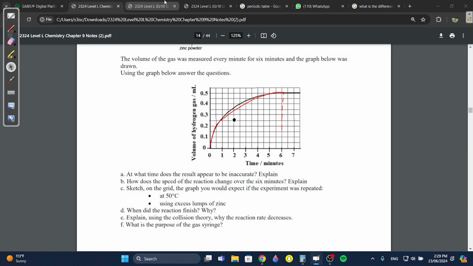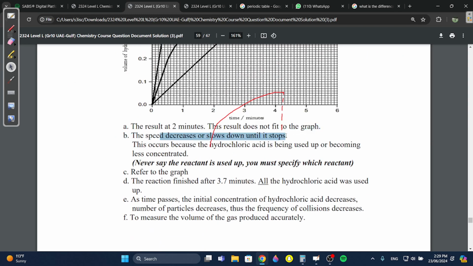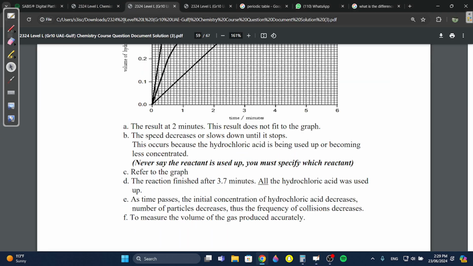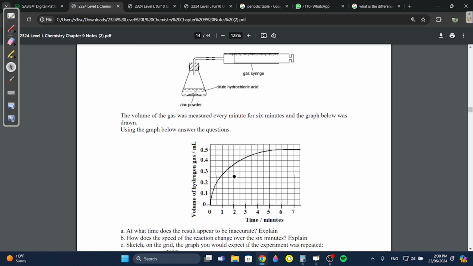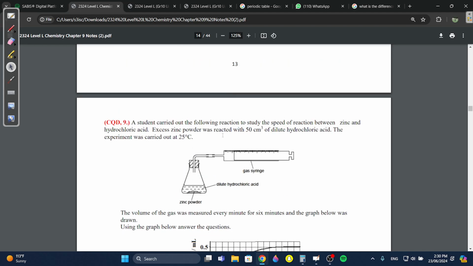Let's see what they say in the answers. Part B: the speed decreases or slows down until it stops. This occurs because the hydrochloric acid is being used up or becoming less concentrated. So you can never say the reactant is being used up. You have to specify what is being used up, because if you say the reactant, it could be the excess or the limiting. And we know that the excess is never used up. It's always the limiting that's being used up. So you have to specify which is the limiting here.